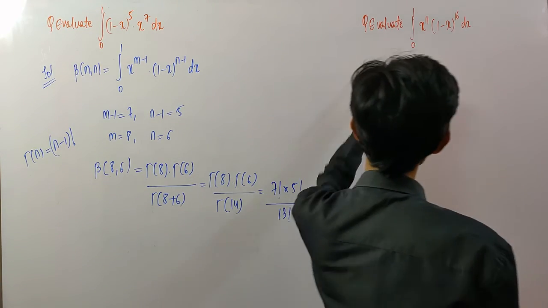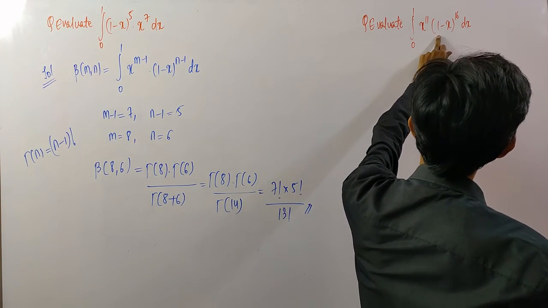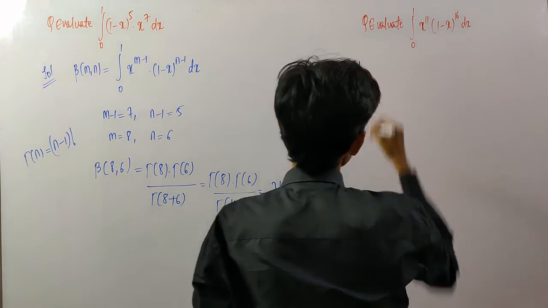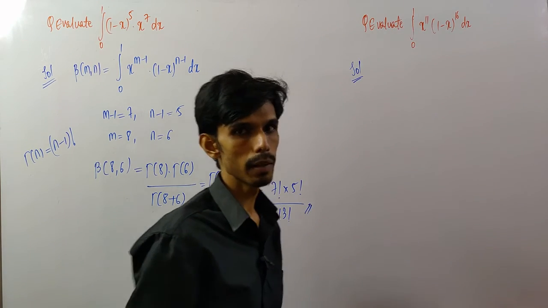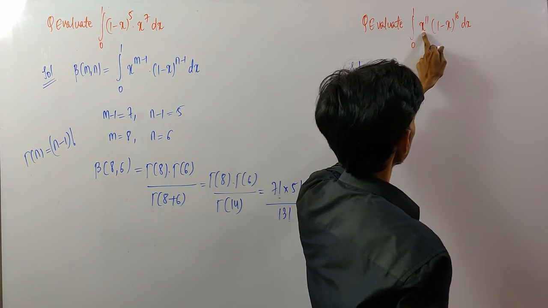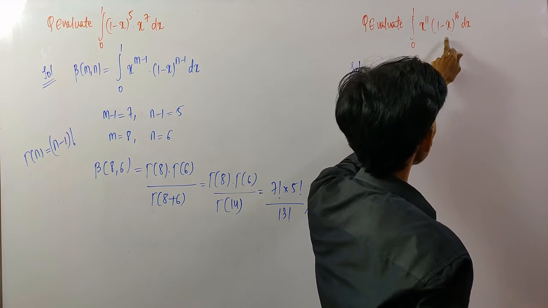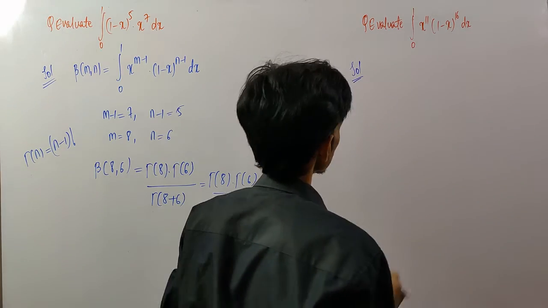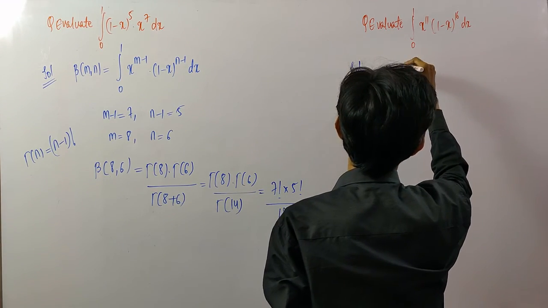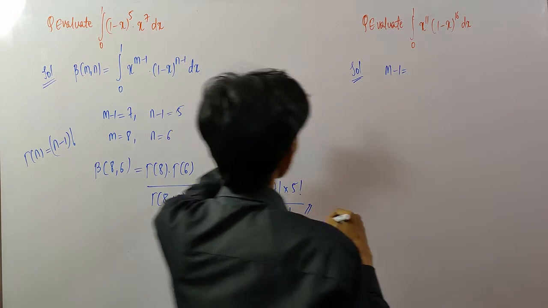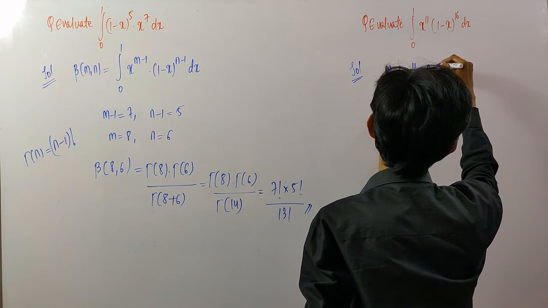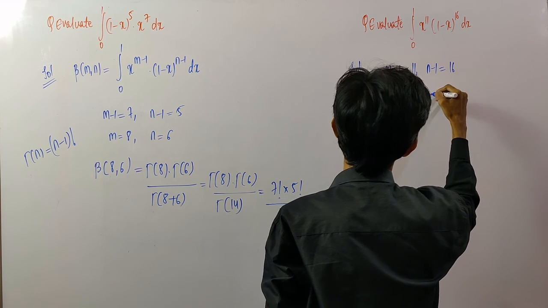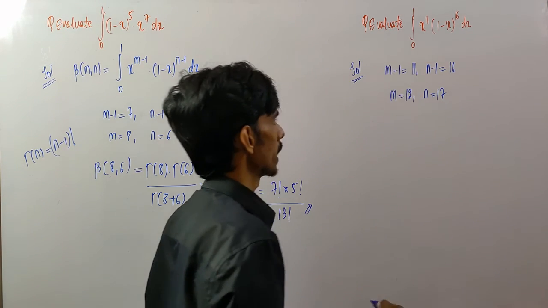Similarly, we have the next question: evaluate the integral from 0 to 1 of x power 11 into (1 minus x) power 16 dx. Here we have 0 to 1 as the limits of integral, and if I add x and 1 minus x, we get 1, similar to this beta function. By comparing this integral with the beta function, m minus 1 value is 11 and n minus 1 value is 16. So m is equal to 12 and n is equal to 17.